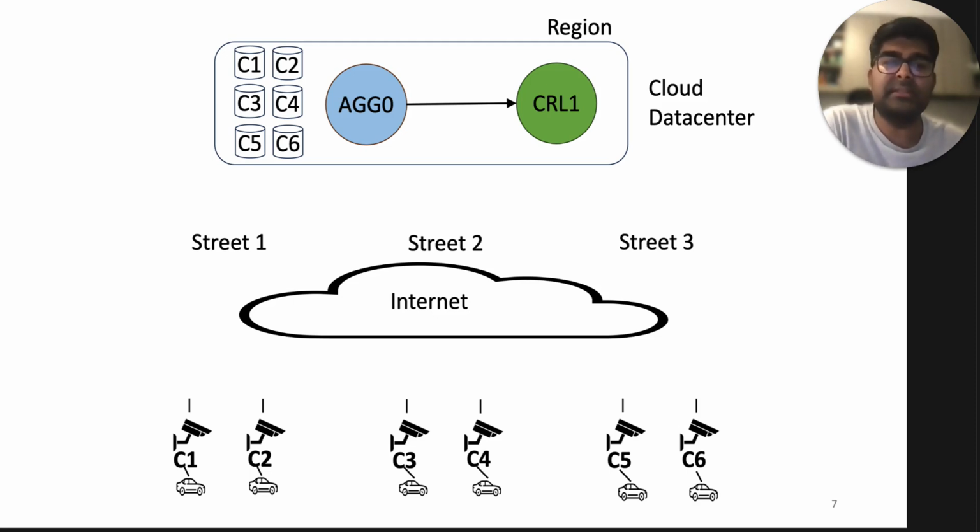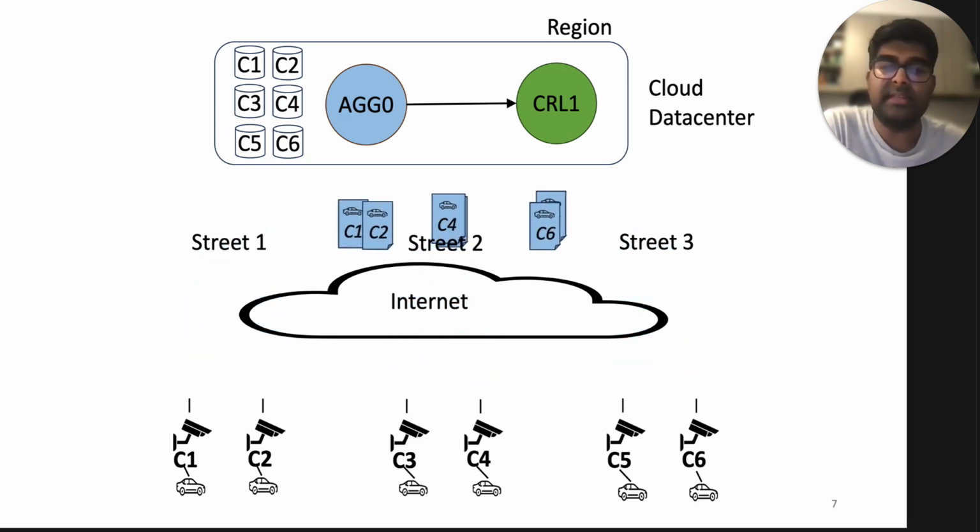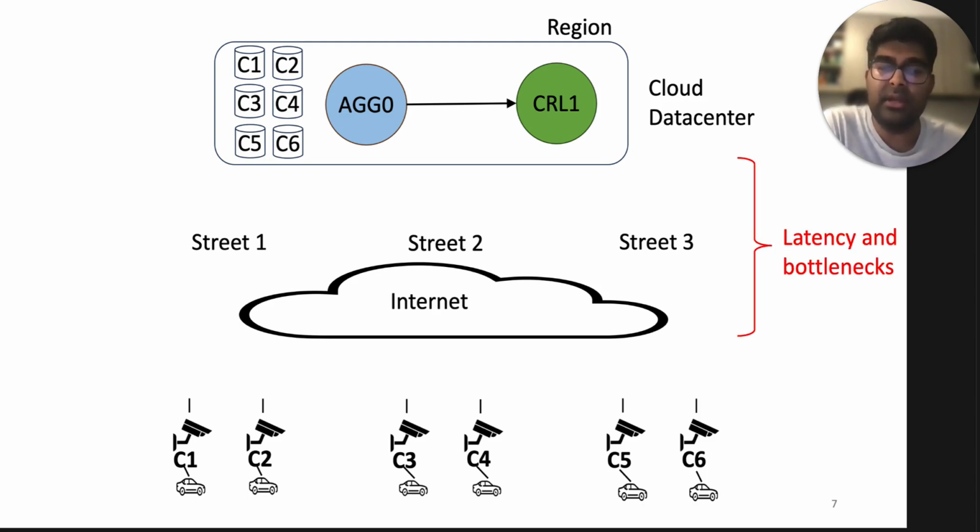So with these basics in mind, let's see how these stream processing applications are deployed. Traditionally, such applications are always deployed solely on the cloud. Continuing with our example, deploying this application on the cloud means cameras on each street stream their image tuples to the cloud data center where the images are processed. However, streaming data directly to the cloud incurs a high latency and has bandwidth bottlenecks.